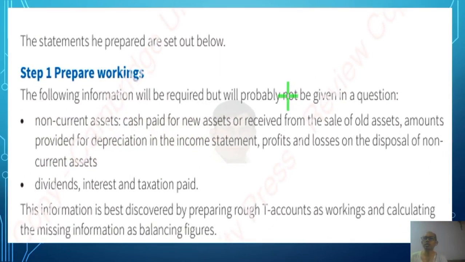The statements prepared are set out below. Prepare workings. The following information will be required but probably will not be given in the question: non-current assets, cash paid for new assets or received from the sale of old assets, amount provided for depreciation in the income statement, profits and losses on the disposal of non-current assets, and dividend, interest and taxation paid. This information is best discovered by preparing rough T accounts as the workings and calculating the missing information as balancing figures.